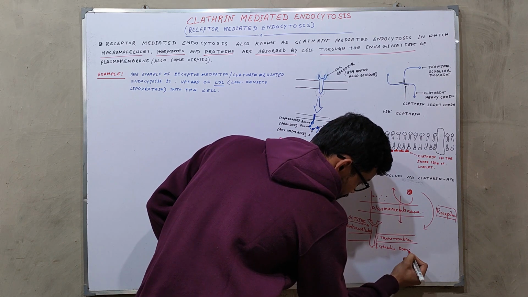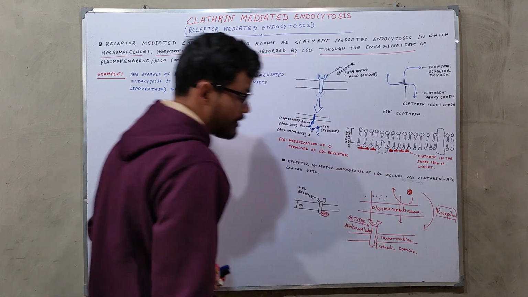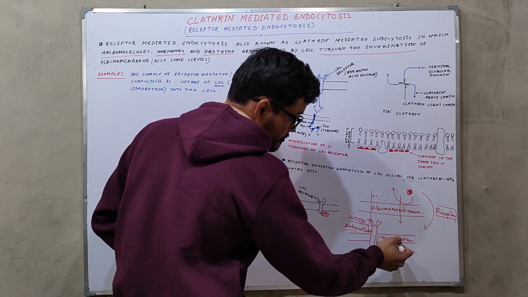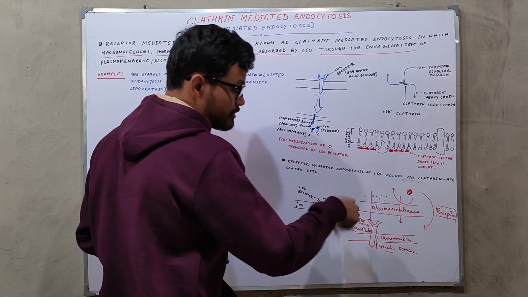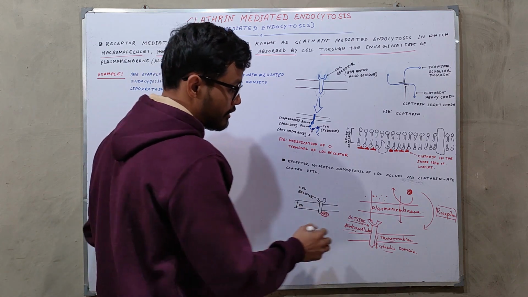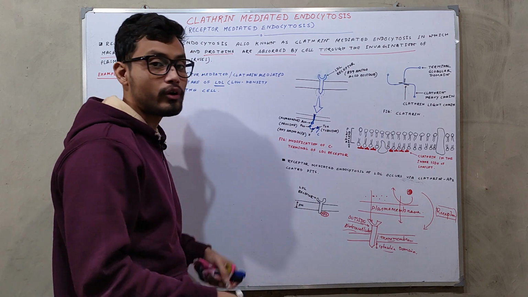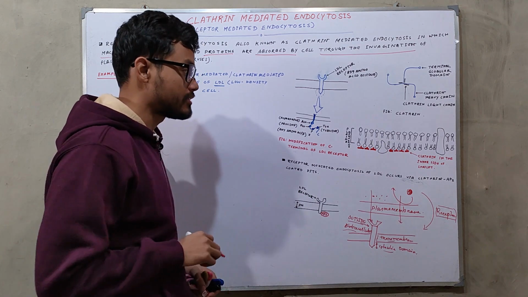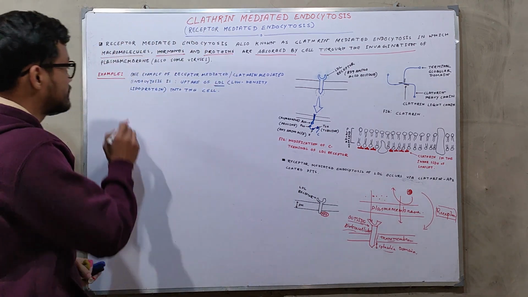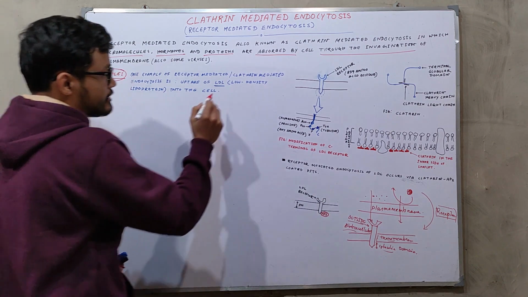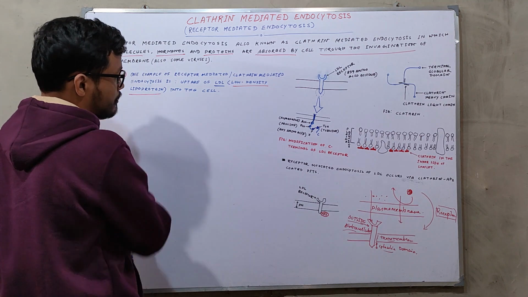So basically all three parts, that is the extracellular part, transmembrane part and cytosolic domain, make up a receptor, and these receptors are very much essential for the import of these particular molecules inside of the cell. One common example is the uptake of LDL, that is low density lipoprotein, into the cell.